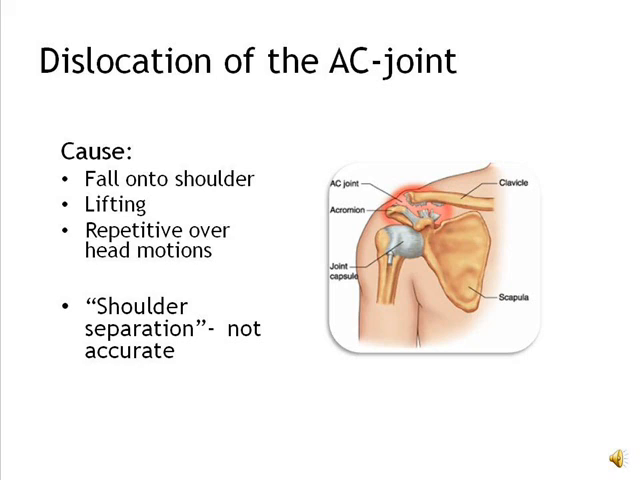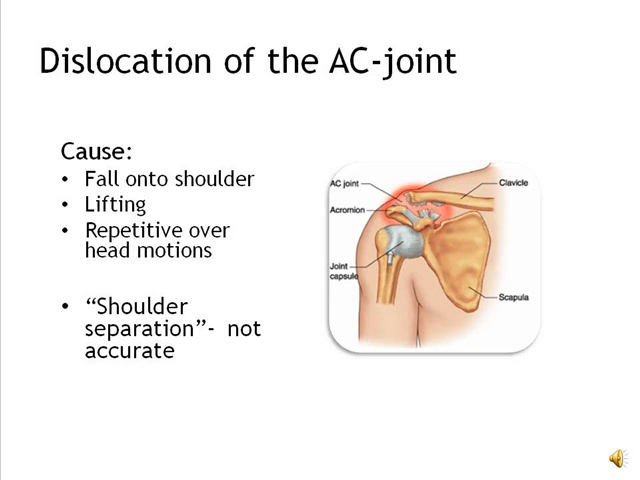Moving on to dislocations of the acromioclavicular joint. Dislocations of the AC joint can be caused by a fall onto the shoulder or from lifting heavy objects. The term shoulder separation is not really correct because the joint injury is actually not the true shoulder joint. This dislocation usually occurs in male football players.